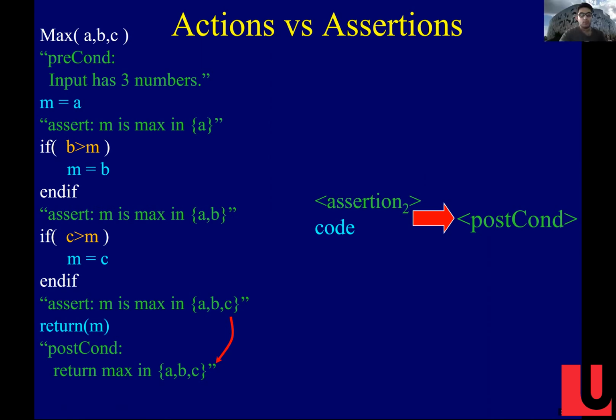So assertion 2 is for the post condition. Assertion 1 is for the precondition. I think this is assertion 0, assertion 1, assertion 2. This is the post condition. This is saying if assertion 0 is true and we execute this code, then we get the post condition.